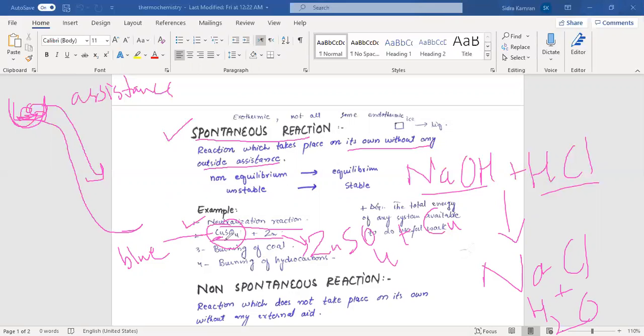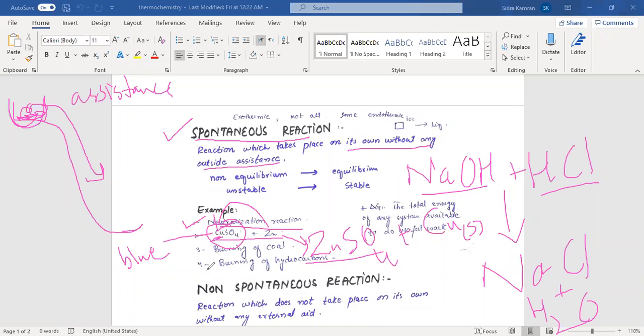When in a system there is copper sulfate and zinc, zinc quickly replaces the copper and takes its place due to its potential. Zinc has a higher potential than copper. So that's why zinc takes the place of copper and attaches with the sulfate to form zinc sulfate, and copper will be removed as a solid. So these are the examples of spontaneous reactions.